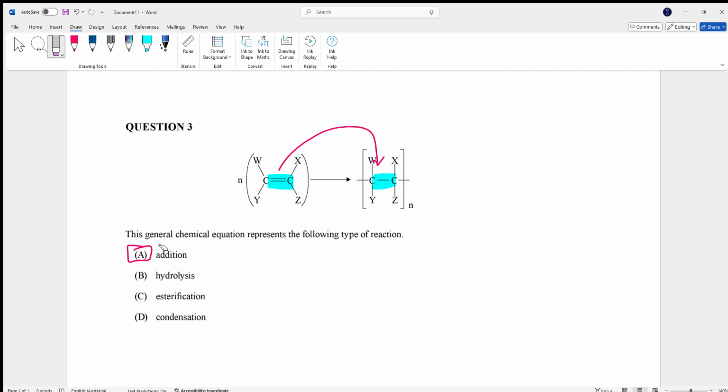Okay. If you had any questions about this one here, you need to study organic reaction pathways a little bit more.